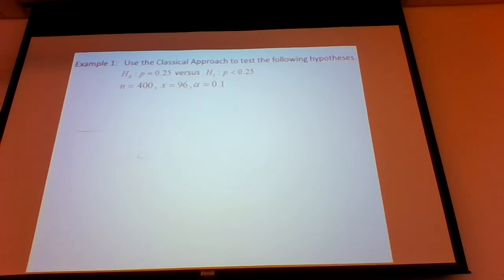Use the classical approach to test the following hypotheses. Notice it says the null hypothesis is that P is equal to 0.25. The alternative is that P is less than 0.25. So it's a left-tailed test. Does that make sense? You're given the sample size is 400. You're given that the number of successes is 96. And you're given the alpha level, the probability of type 1 error, which is 0.1 or 10%. Does that make sense?